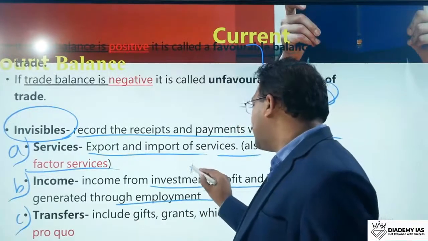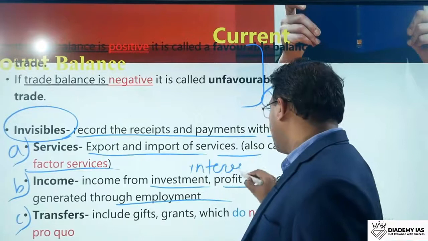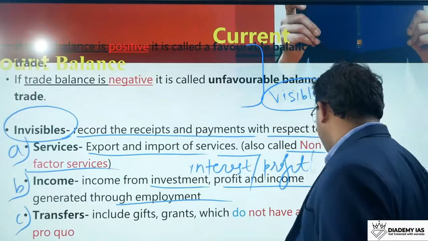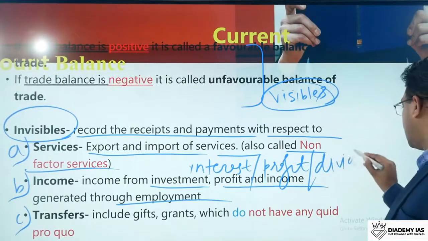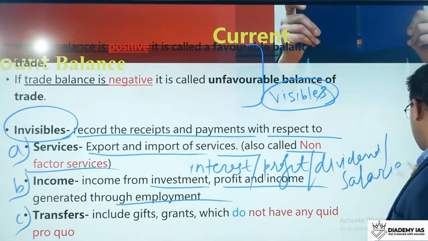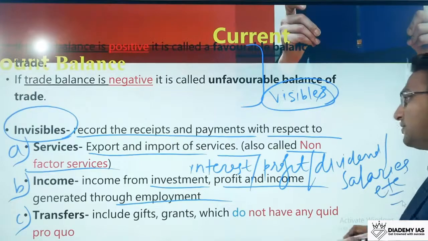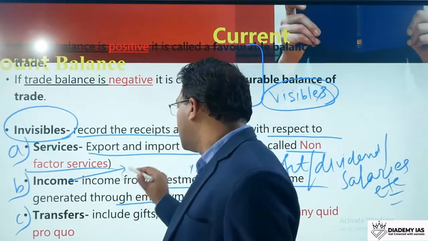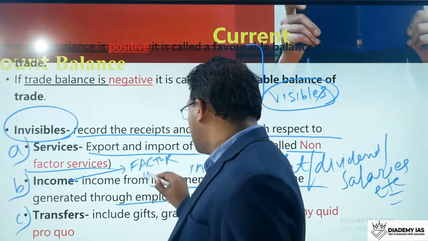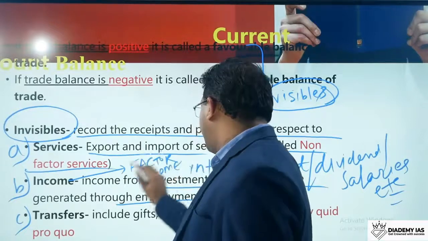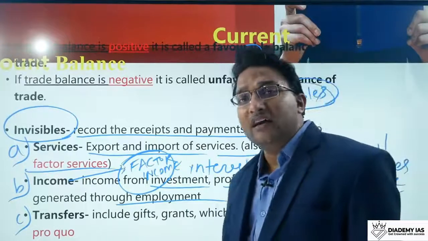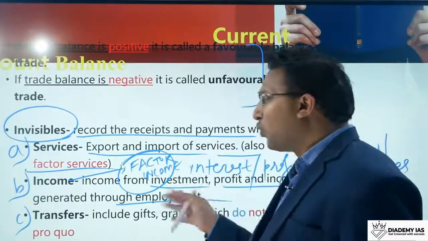So we have interest, profit, dividend, salaries, etc. Right? So this income is basically representing factor income. Right? I am moving a little bit speedily because I have already discussed all this point earlier.